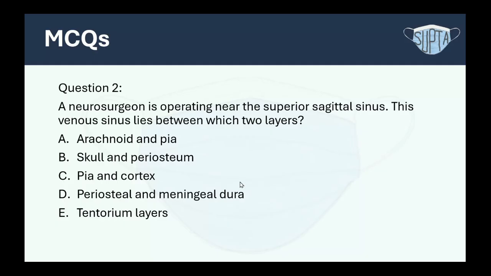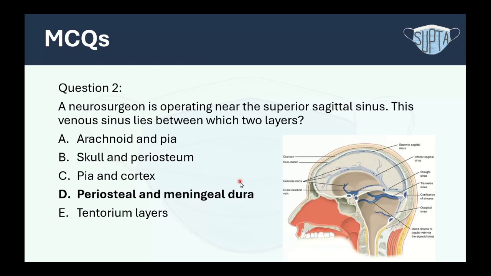Yeah, we have a few answers coming in. They are saying A, arachnoid and pia matter. So you got answers for A. Okay, in this case, let me just see if I get the answer right. In this case, the answer is D. So it's the periosteal meningeal dura.